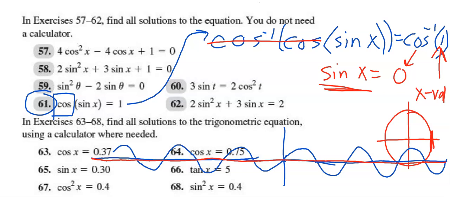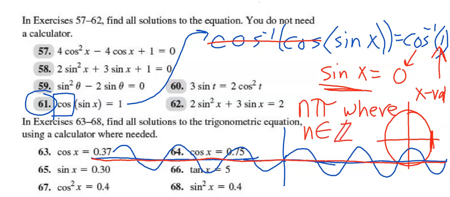You named a bunch of them. How do you name all of them? Integer multiples of pi? Sure, we said stuff like this. n pi, where n is an element of the integers.